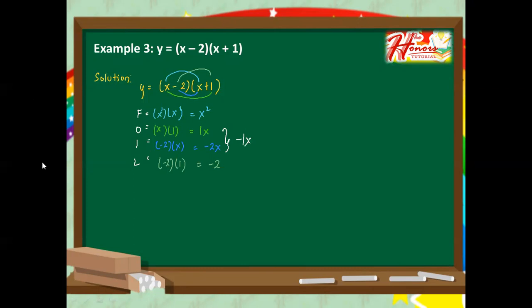Then let's write it now in standard form. So that is y equals the first term, x squared. The outer and the inner terms combined. So that is negative 1x. You can write it as negative x only. And then for the last term, this is negative 2. And this is the standard form of the given.